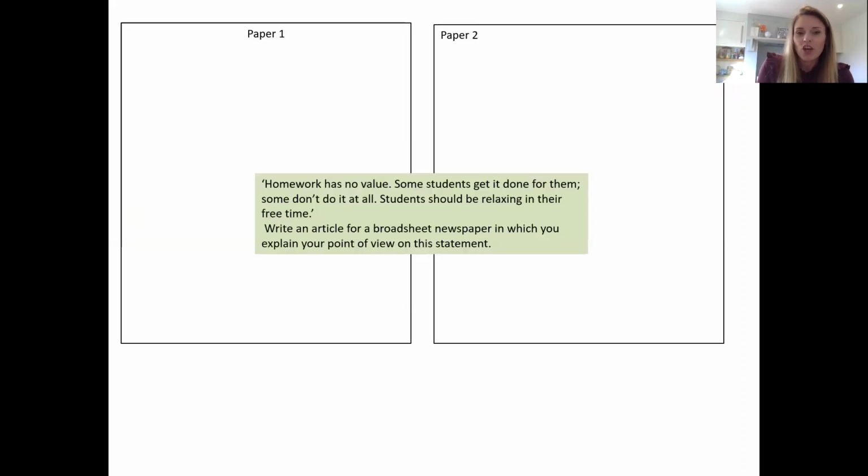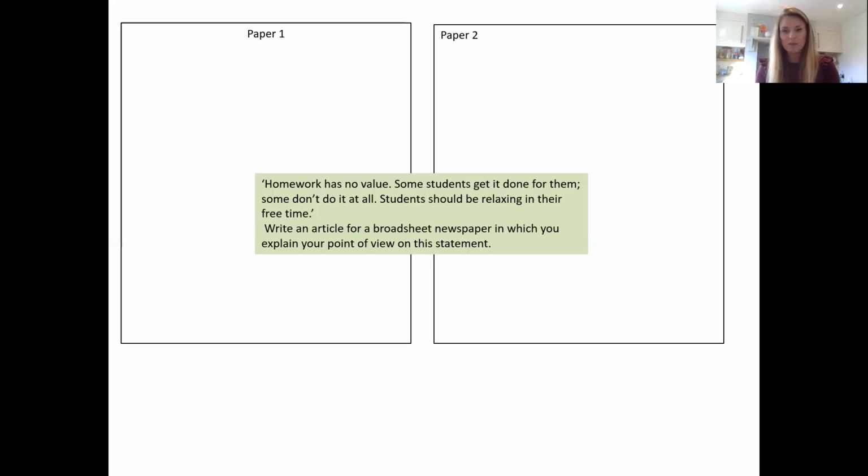The next one. Homework has no value. Some students get it done for them. Some don't do it at all. Students should be relaxing in their free time. So you're given a statement. Write an article for a broadsheet newspaper in which you explain your point of view on this statement.